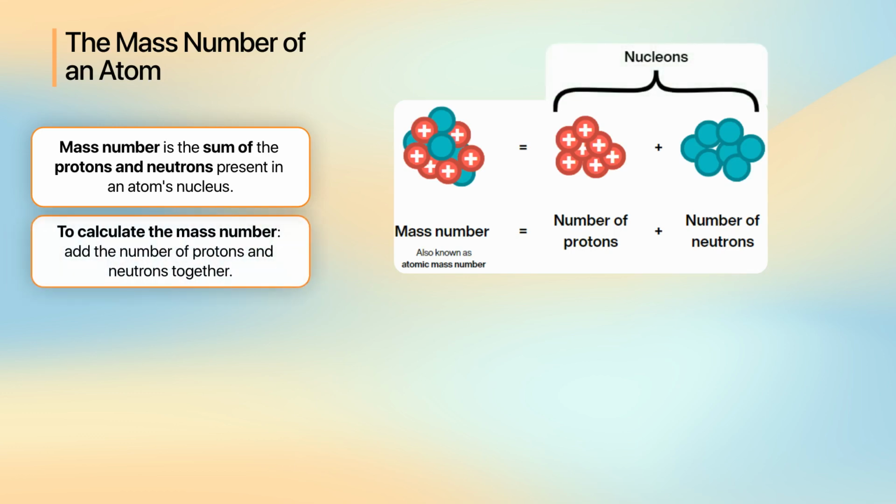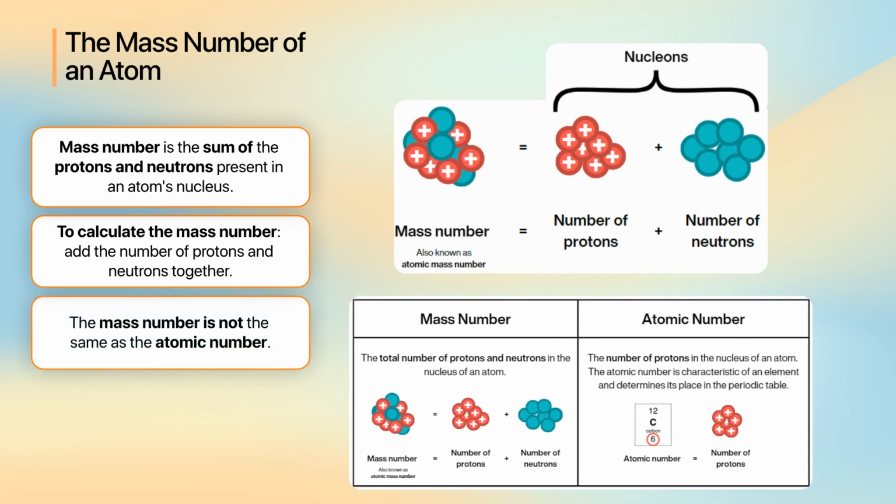We also discussed how to calculate the mass number by simply adding the number of protons and neutrons together, also known as the nucleons. We recognize that the mass number is not the same as the atomic number, which only counts the protons and determines the element's identity. By understanding the concept of the mass number, we can better comprehend atomic structure and the composition of different elements. This knowledge lays the groundwork for more advanced topics in chemistry, such as isotopic notation, atomic mass calculations, and nuclear reactions.